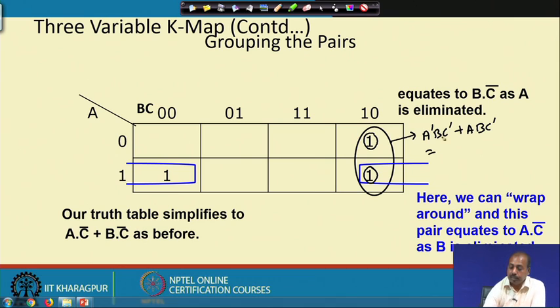Now, if you combine them, B C bar is common between them. So, you get A bar plus A into B C bar. This A bar plus A equal to 1. So, you will get B C bar here. Also, you can think of this Carnot map as some sort of folded one. The last row or the last column, you can take as if the whole table has been folded.